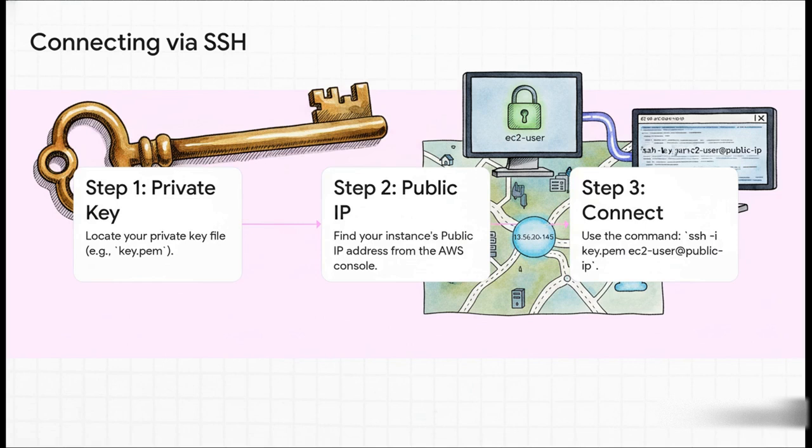So, how do you get into your EC2 instance? You use SSH, the secure shell. It's the key to the kingdom. You just need three things: your private key file, that's your literal key, then the instance's public IP address, that's the address on the door, and finally, the username, which for Amazon Linux is usually just ec2-user. You combine them all in the SSH command just like that, and boom, you're in.